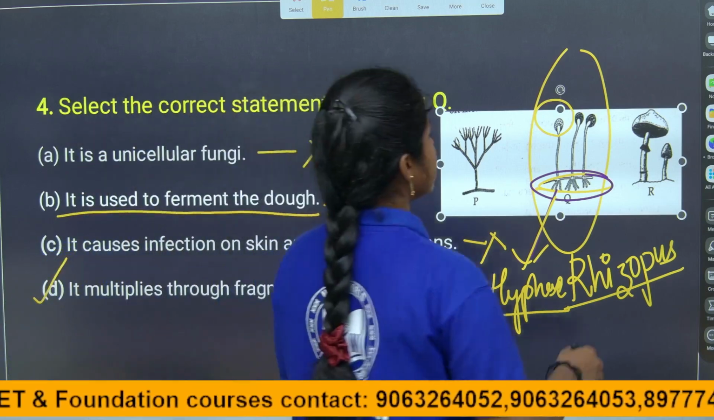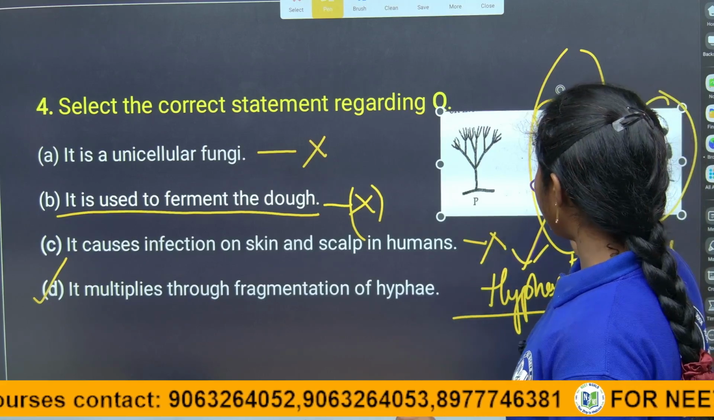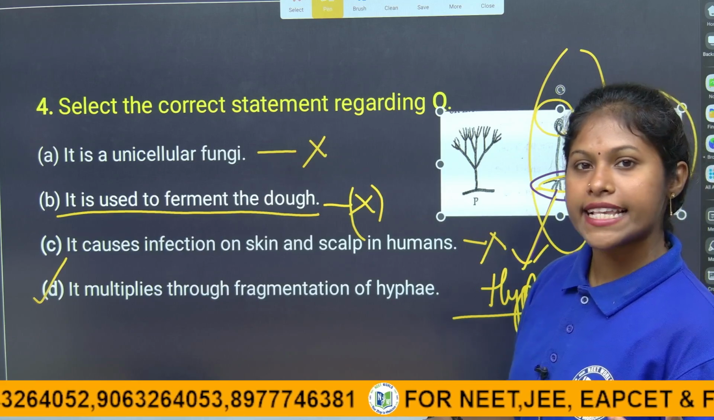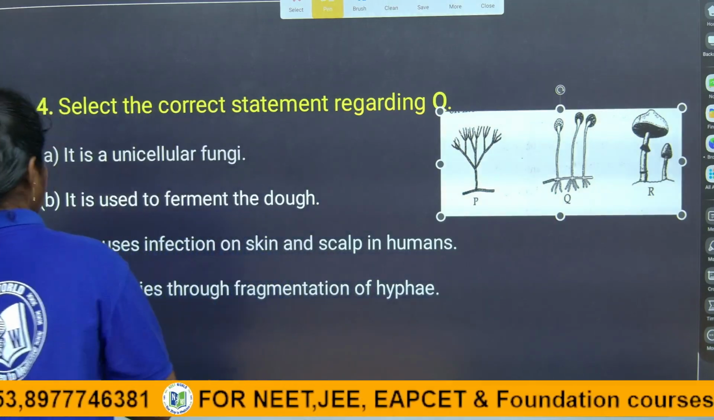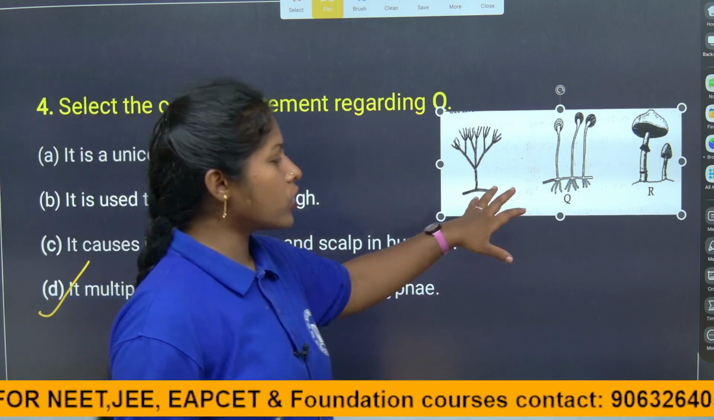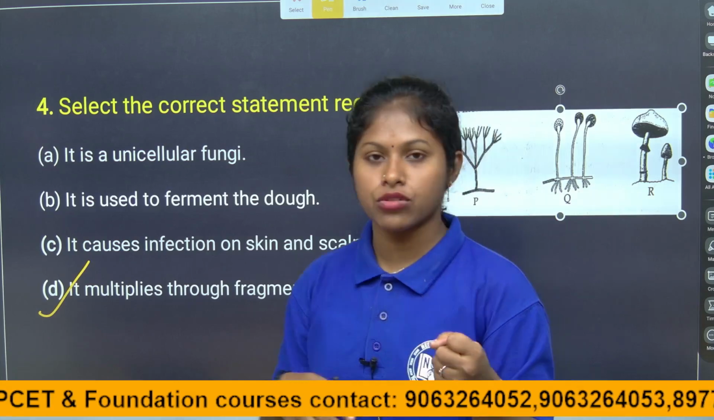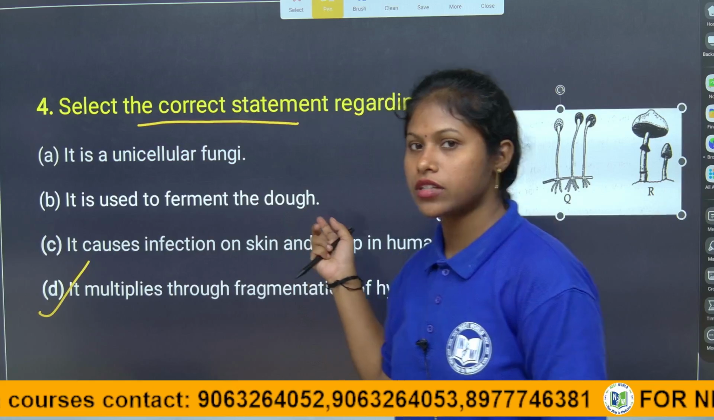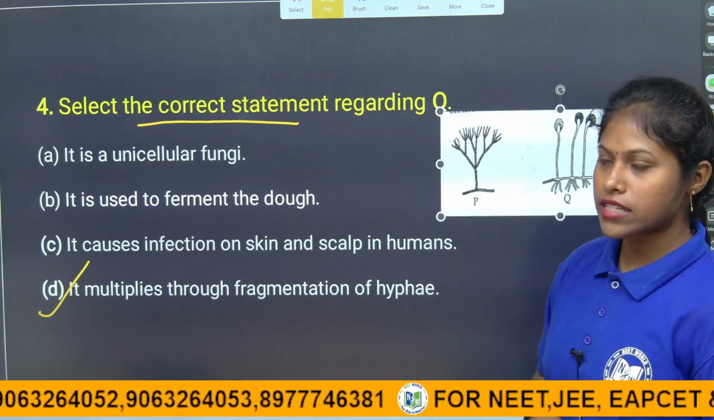Right, children? And the mushroom is also made up of hyphae only. So the main part of the fungi is the hyphae. It may be septate or aseptate. For this question, the answer is D, because the root-like structures called hyphae, when they break down into fragments, again give rise to the rhizopus. D is the correct option. All three, A, B, C, are wrong answers for this question.